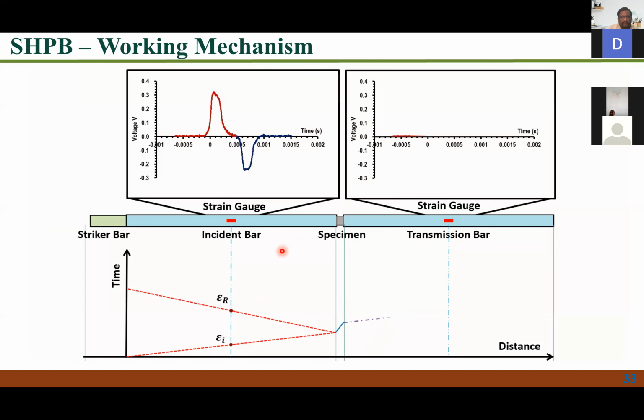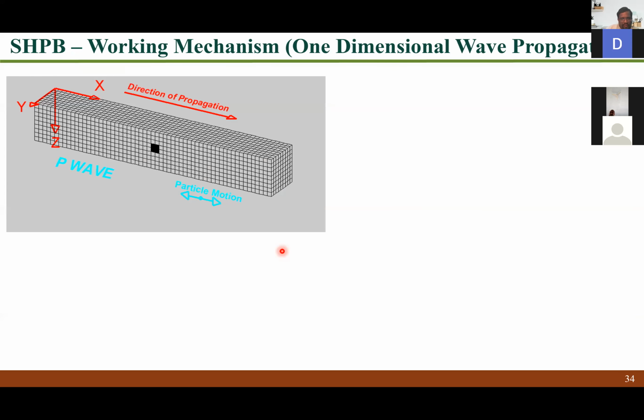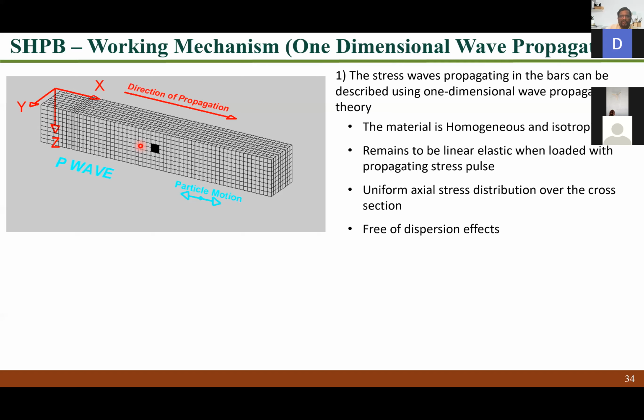Right, so once the striker hits the incident bar, you are creating these longitudinal compression waves. So the particles in these bars are going to move in this direction. The wave propagation is described using one-dimensional wave propagation theory. And for this, we design these bars to remain elastic, so we use a very high strength bar.